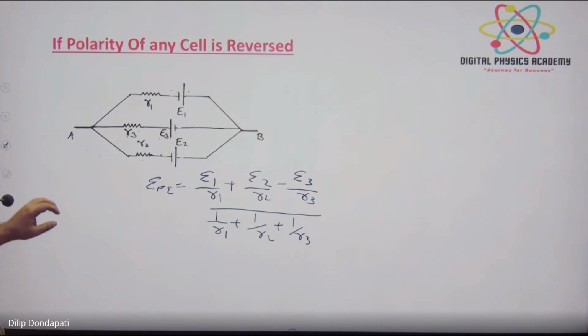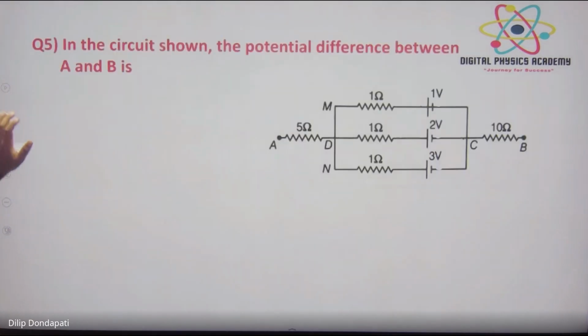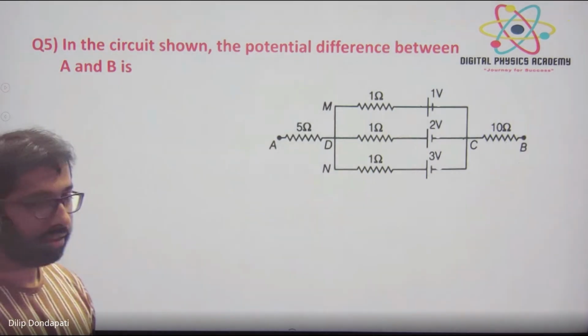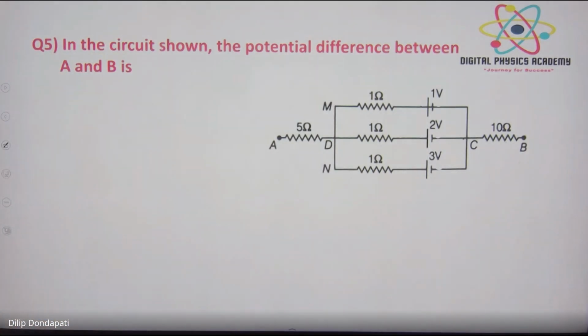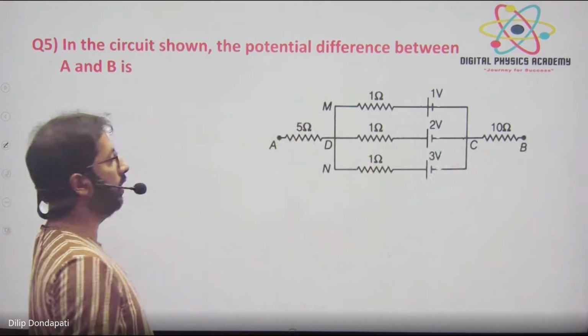Okay, let's do numericals based on this. This is a JEE Mains question only. Find the potential difference between A and B. We need the potential difference between A and B.